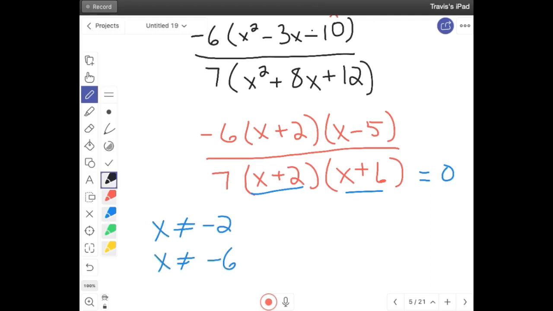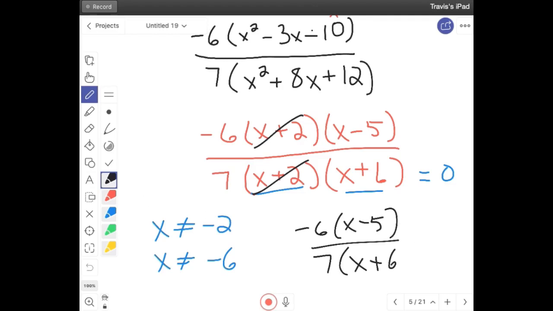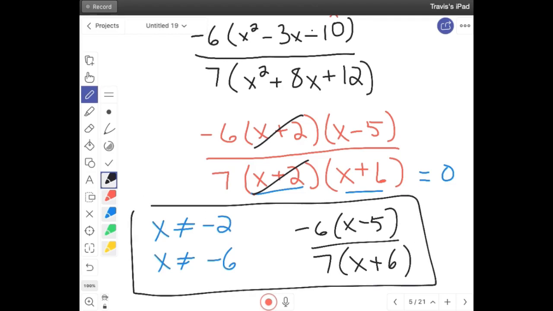So the last step here is to simplify, so we need to cancel out those x plus 2's, and we're left with -6 times x minus 5 over 7 times x plus 6. So you need both of those parts to get the full point in that problem.